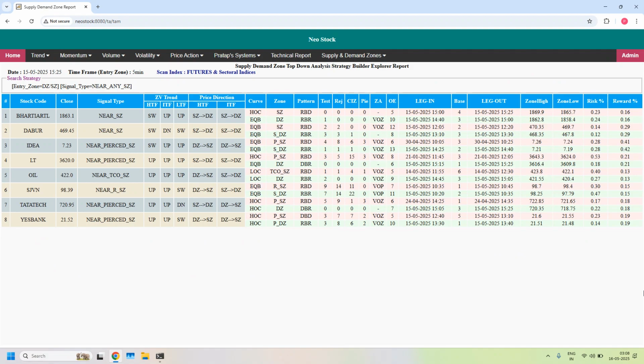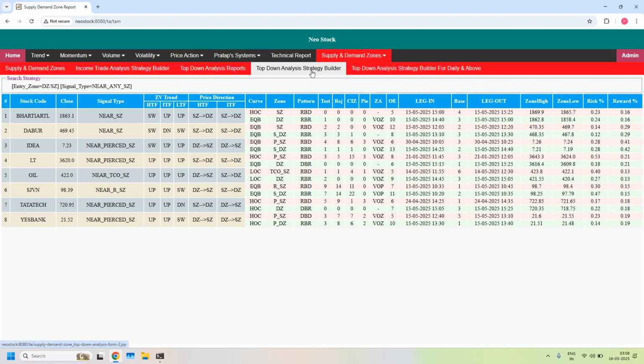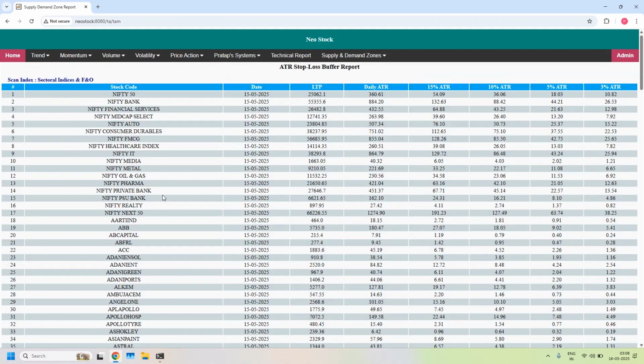And in the final report we will generate stop buffers based on daily ATR. First 17 in this list are indices, remaining all are equity stocks. I'm scrolling the list down. Whichever stock you want to refer to, pause the video there. After that you can proceed further. Okay, I'm scrolling the list down.